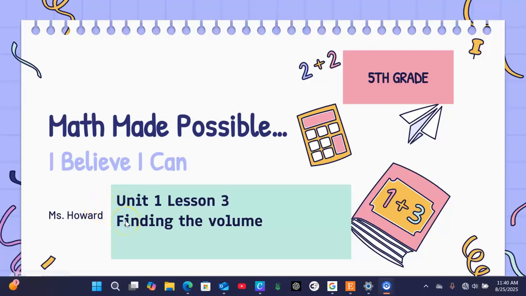Today I'm going to be going over the Illustrative Math curriculum, Unit 1, Lesson 3. This is going to be a summary on how to find the volume of prisms.